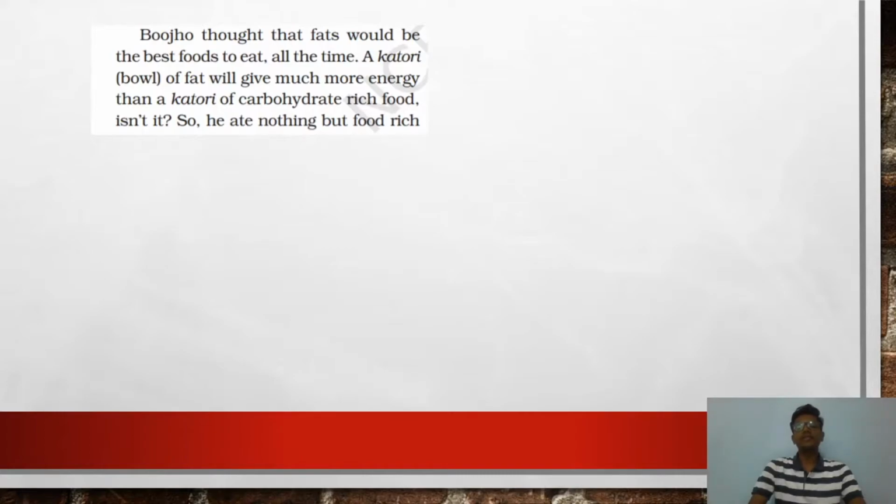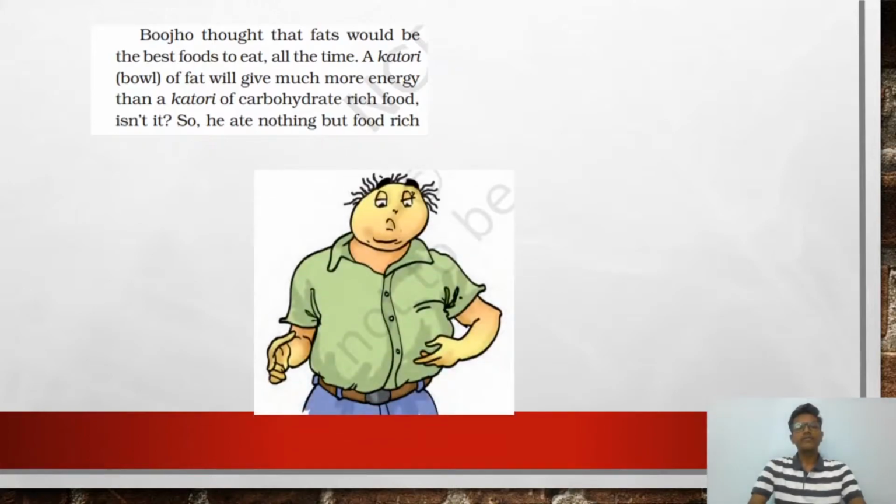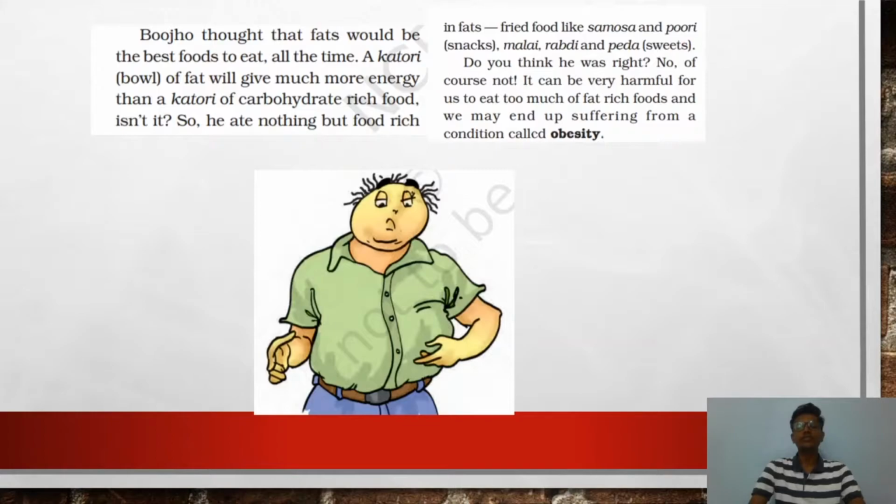So now let's see a story. Bujo thought that fat would be the best food to eat all the time. A katori bowl of fat will give much more energy than a katori of carbohydrate rich food, isn't it? So he ate nothing but food rich in fat: fried food like samosa, puri, malai, rabdi and peda. Do you think he was right?